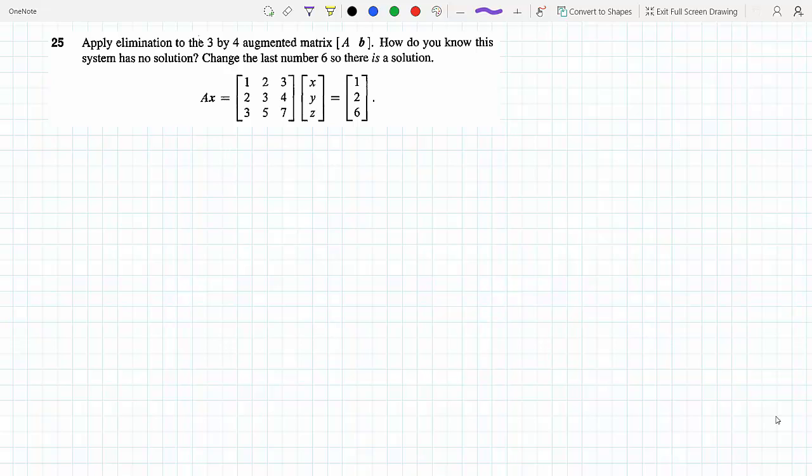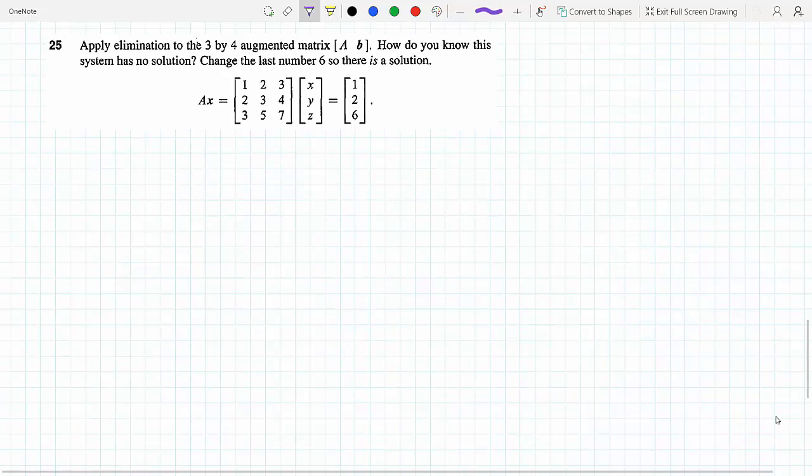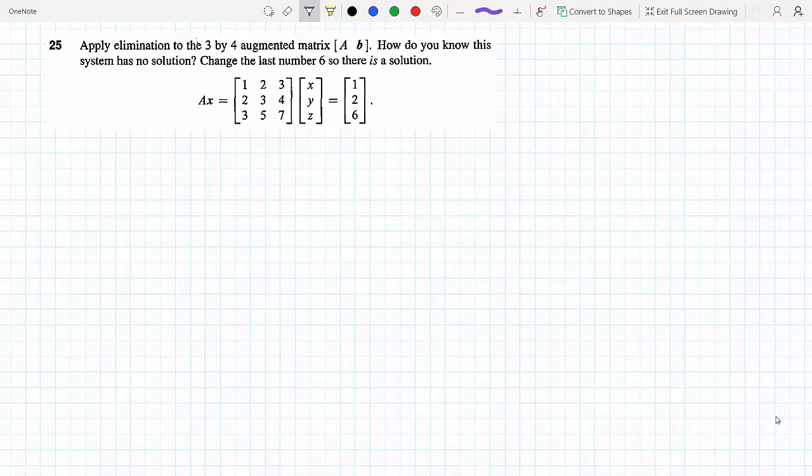So let's take the augmented matrix first. AB, this is B here, column vector B. So this is 1 2 3 1, 2 3 4 2 and 3 5 7 6.